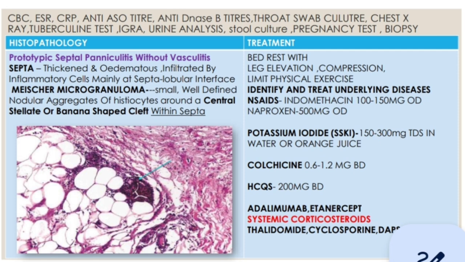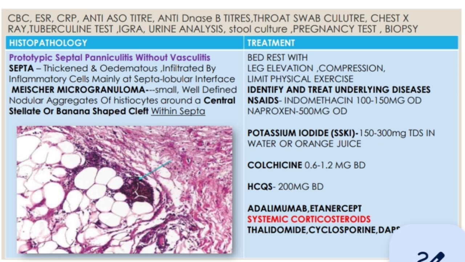Coming up the treatment part, conservative treatment includes bed rest with leg elevation, compression, limiting physical exercise, and avoiding prolonged standing. Basic treatment includes identifying and treating the underlying disease, and the symptomatic treatment includes NSAIDs, which include indomethacin given in the dose of 100 to 150 mg, naproxen 500 mg once daily. Potassium iodide, saturated solution of potassium iodide, is given in the dose of 150 to 300 mg TDS in water or orange juice.